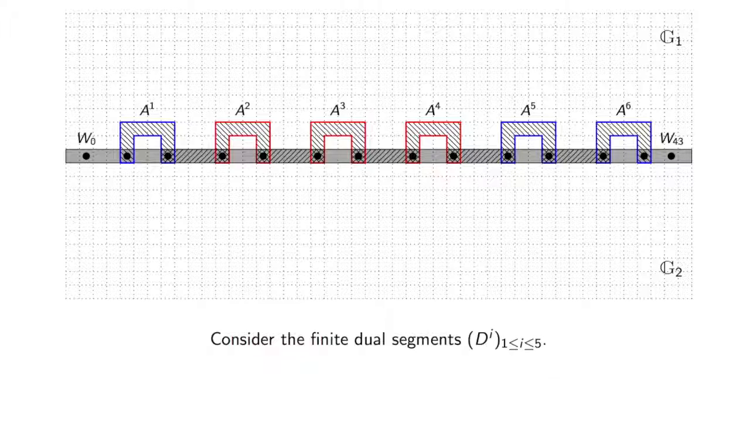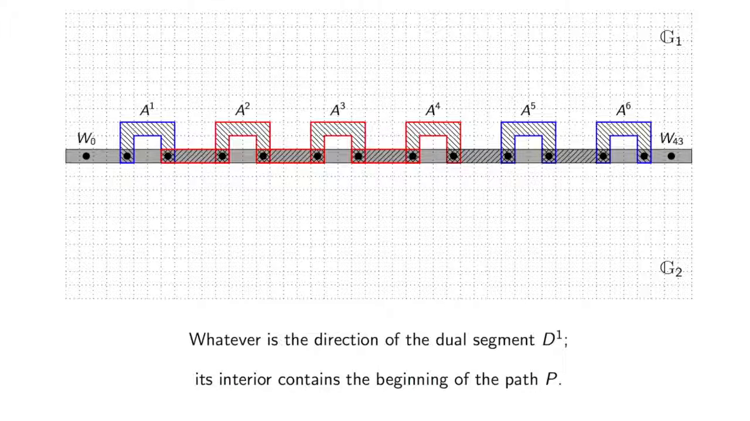Now consider the finite dual segments. The dual segments D2 and D3 are between two positive arcs, and since P is positive then these two dual segments are positive. This result was proven in the previous video. Now consider the dual segment D1. This segment is between a negative arc and a positive arc. Then whatever the direction of D1, the beginning of the path P belongs to the interior of D1. This result was discussed in the previous video.